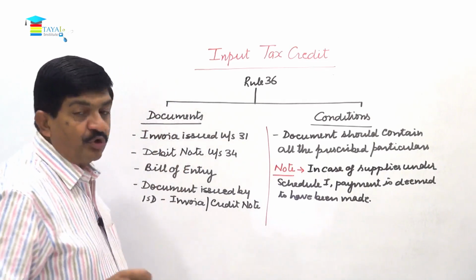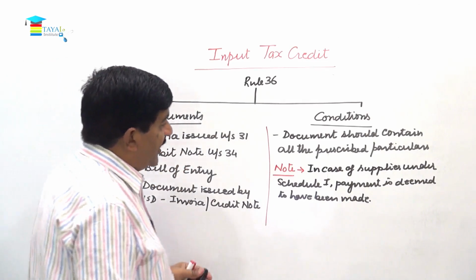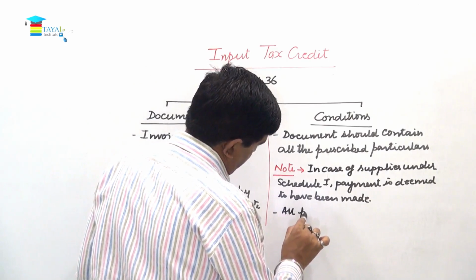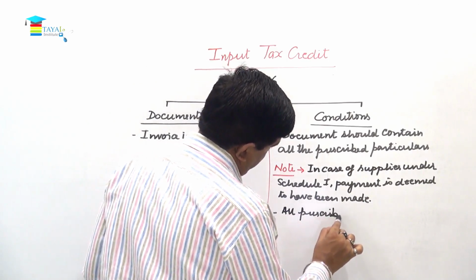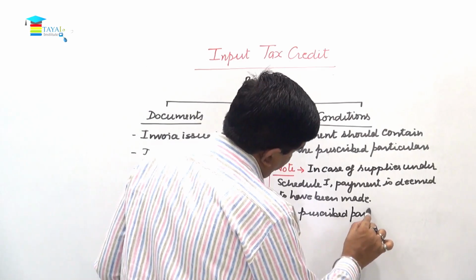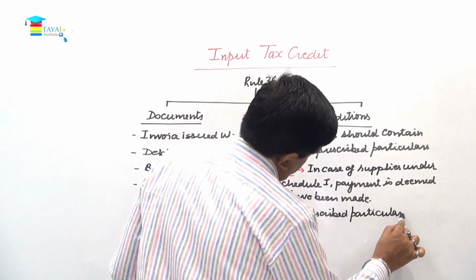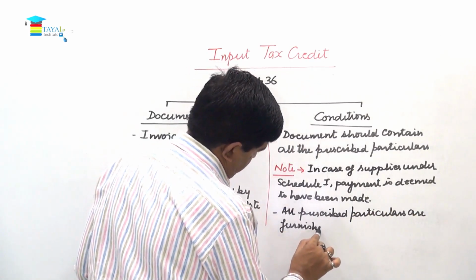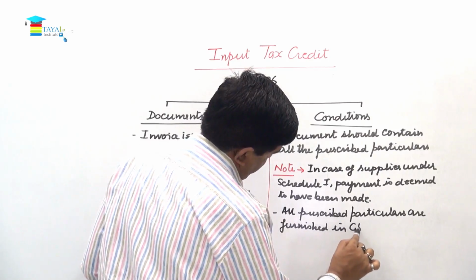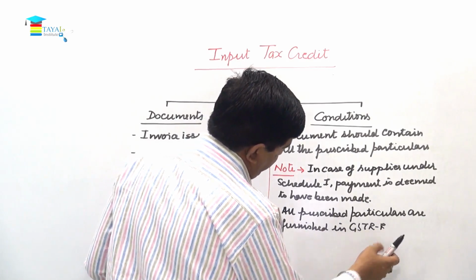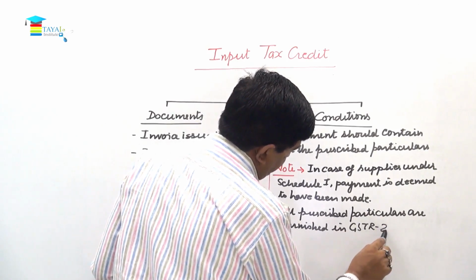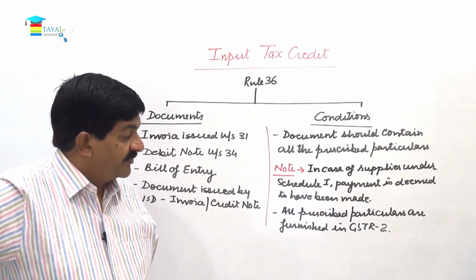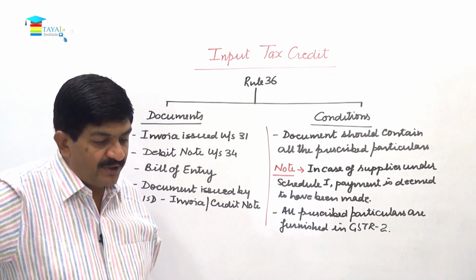So the first requirement is that the document should contain all the prescribed particulars, and number 2, all prescribed particulars are furnished in GSTR 2. So whatever information is given in GSTR 2, for that the credit will be allowed. If this is not given, then credit will certainly not be there.